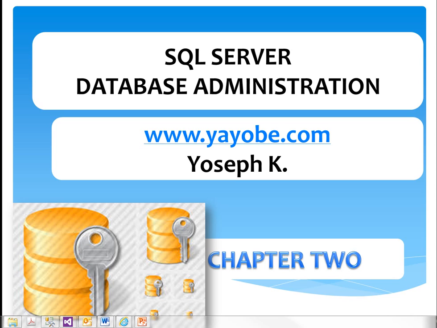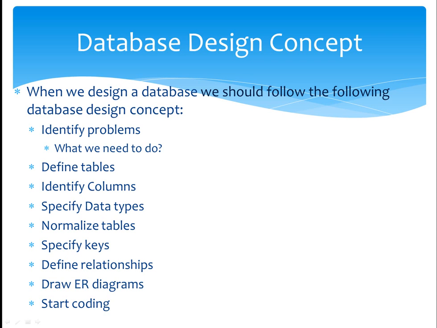And in this chapter 2, we'll see the following key components. The first component that we'll see is defining a problem. When you design a database, you have to first know what you are going to do. That is identifying a problem.